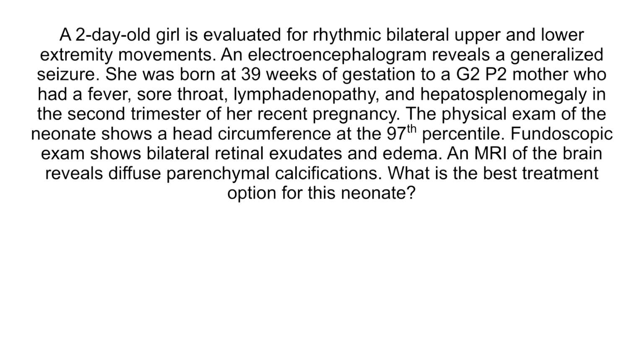A 2-day-old girl is evaluated for rhythmic bilateral upper and lower extremity movements. An electroencephalogram reveals a generalized seizure. She was born at 39 weeks of gestation to a G2P2 mother who had a fever, sore throat, lymphadenopathy, and hepatosplenomegaly in the second trimester of her recent pregnancy.